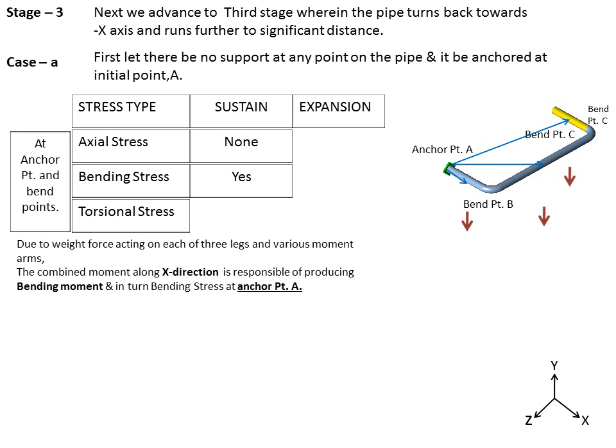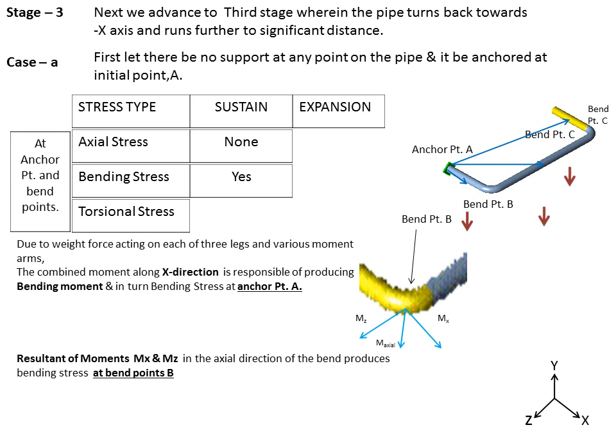The resultant of moment Mx and Mz, the direction in which the pipe runs. So the resultant of the moments Mx and Mz in the axial direction of the bend produces the bending stresses at bend points B and C. So we have bending stresses produced at points B and C, which is the resultant of the moments Mx and Mz.